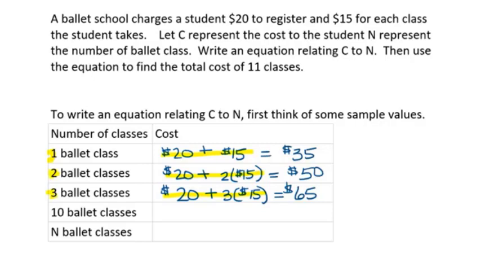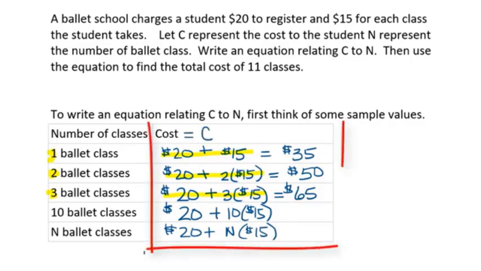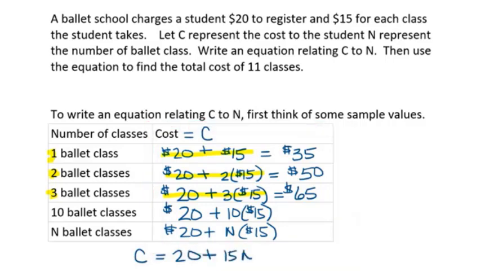So let's look at one more. What if we were to take 10 ballet classes? We would have $20 plus we'd have to pay 10 times that $15 fee per class. And what if we had to take N ballet classes? What would the cost be then? Well, it would be $20 plus N times that $15 per class. Now remember, this is our cost, C, this column. So our cost in general is going to be 20 plus 15 times N. This gives us a linear equation that relates the cost to the number of ballet classes.